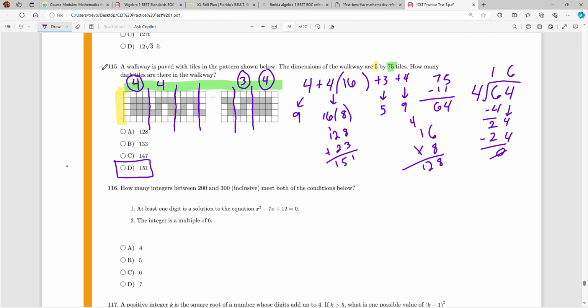On a 45-minute test, that is a lot of work for one question. And okay, and last, oh no, 118 was a trig question, so I'm going to skip that for now.